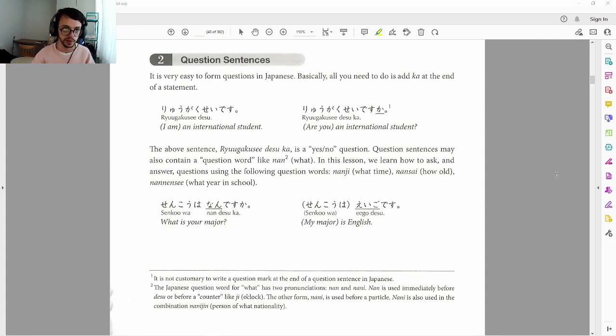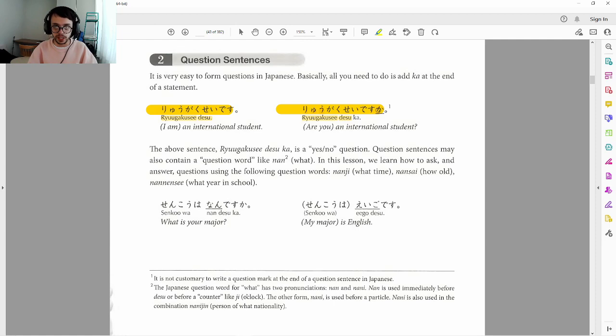Because this is gonna be very quick, right? So last time we learned ryugakusei desu, or we learned like this, right? So this ryugakusei means international student. So gakusei, right? Gakusei is student, and then ryugakusei, international student or exchange student. And now we're gonna make it a question. It's so simple. It's very simple, right? Ryugakusei desu ka? Are you an international student?